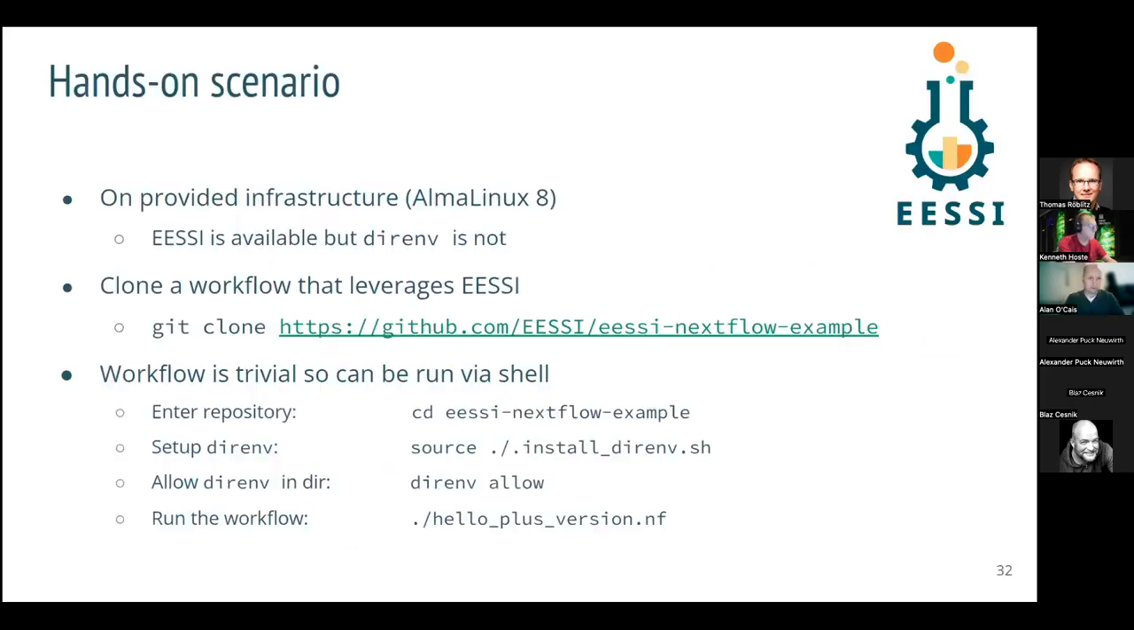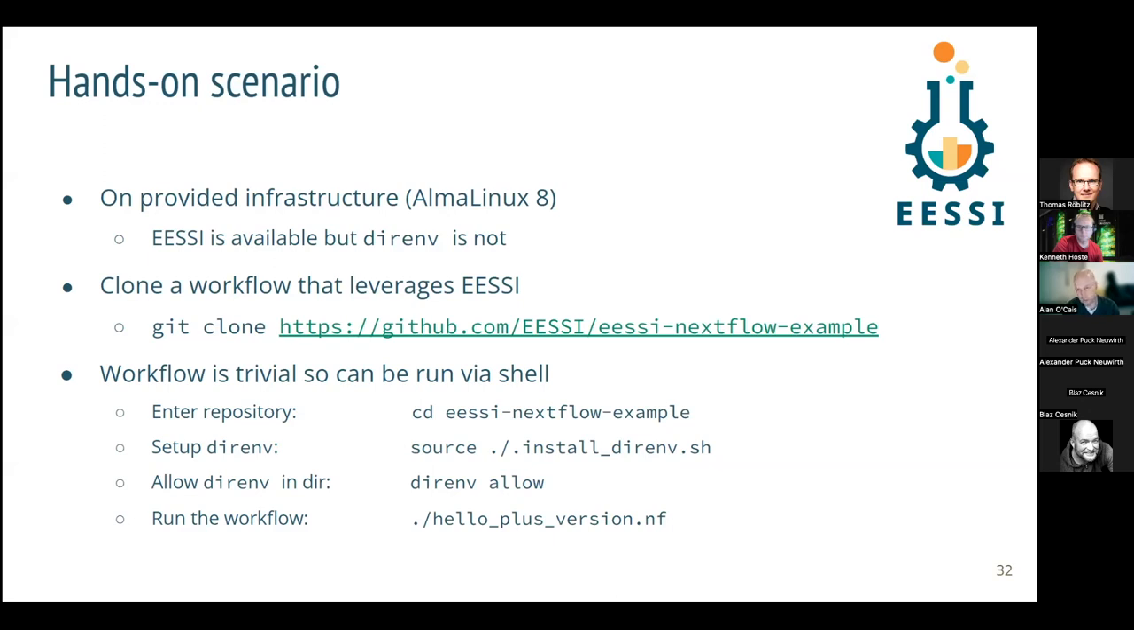So the scenario is, again, that we're on this cluster that I've made available for today. EESSI is already available there, and you've already used it, but direnv is not. So what we're going to do is clone a workflow that leverages EESSI. So another example workflow. Again, the full command for the repository that you need to clone is available in the notes. The workflow is really trivial. You can have a look at it once you've cloned that repository.